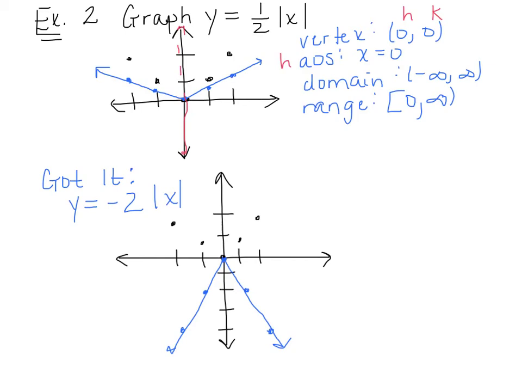And so when you're doing your vertex, I still don't have an H and a K, so that's 0, 0. My axis of symmetry, remember I'm using H, it's x equals 0. And I'll label these again.